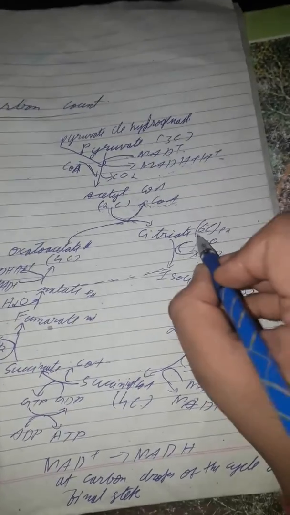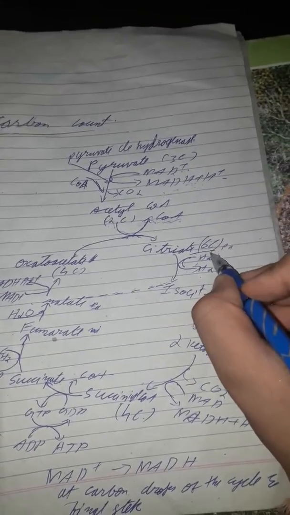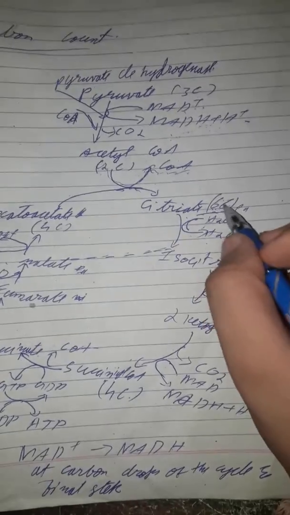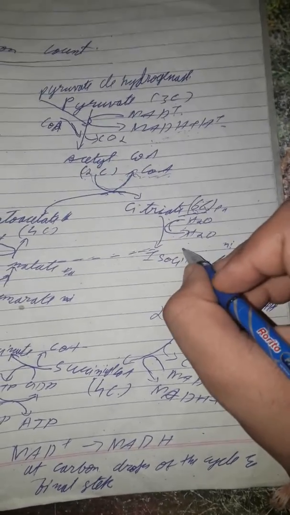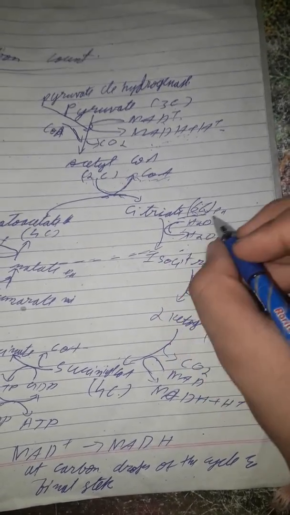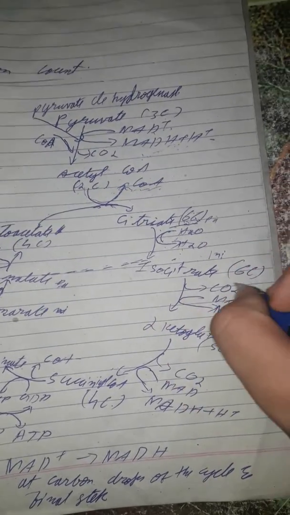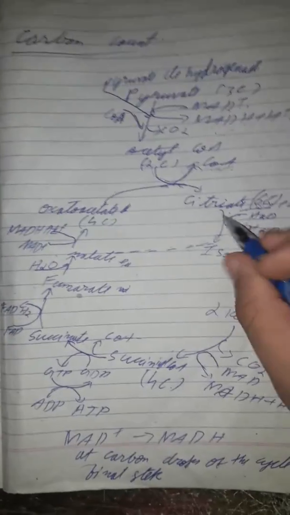And remember that next, here it is 6. Citrate is a 6 carbon compound. Just remember citrate is a 6 carbon compound. Now it is easy to remember everything. In the next step it is isocitrate. Here also 6 carbon is retained. Here no carbon dioxide is taken out in the next step.